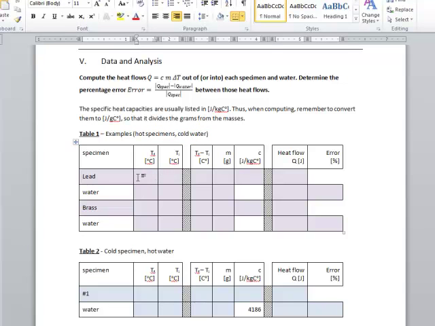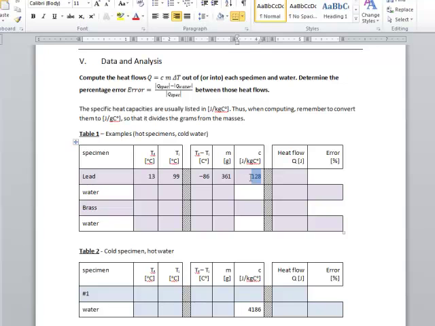Okay, for the lead, I measured a mixing temperature of 13 degrees Celsius, and an initial temperature of 99 degrees Celsius. So T final minus T initial is negative 86 Celsius degrees. I'm going to copy this negative sign here, just makes it look a little better. The mass I had mentioned in the video was 361 grams. I had determined that at another time. And then the specific heat capacity of lead I looked up as 128 joules per kilogram Celsius degree.